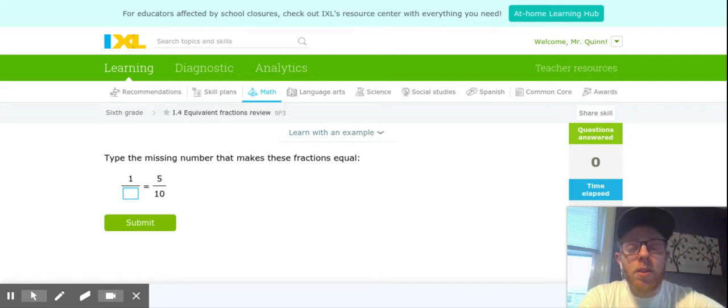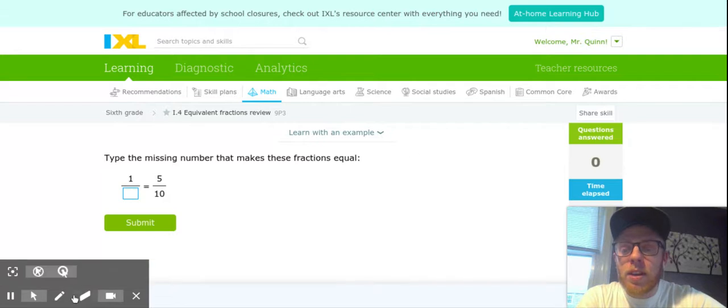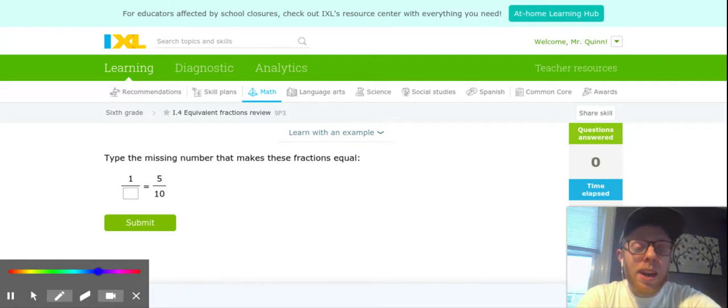For this IXL talk through, we're going to be looking at a review skill on how to find equivalent fractions. It's something that you should have been exposed to in elementary school, but we're going to just roll through a couple of examples and see how we do. So I'm going to get my stylus out, and so we're looking at 1 over something is equal to 5 over 10. So what we have to do here is compare to things that we know.